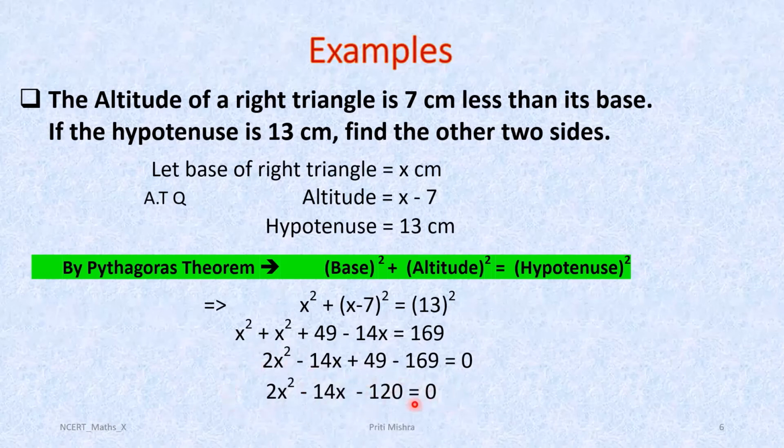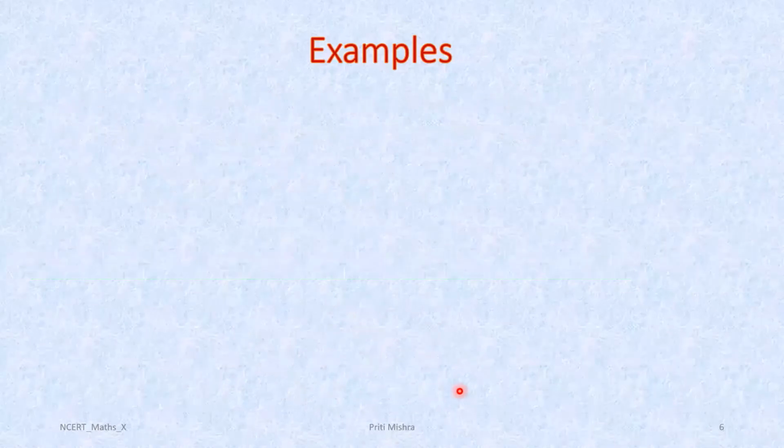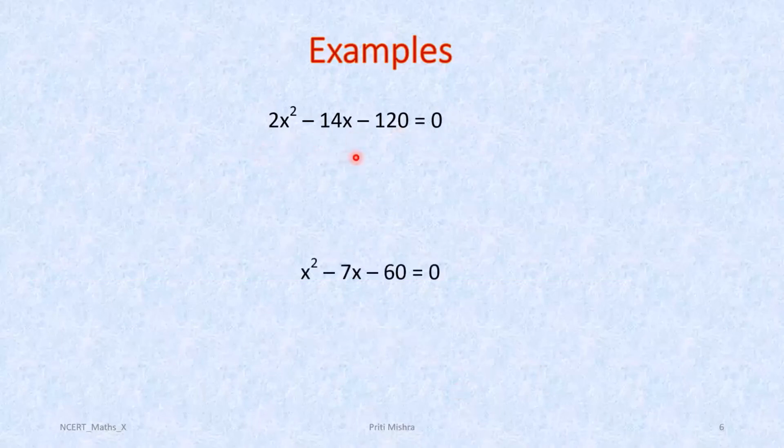Now, this is a quadratic equation. We can simplify it more. We can divide this equation by 2 in order to simplify it. So it will be x square minus 7x minus 60 is equal to 0. It's again a quadratic equation.